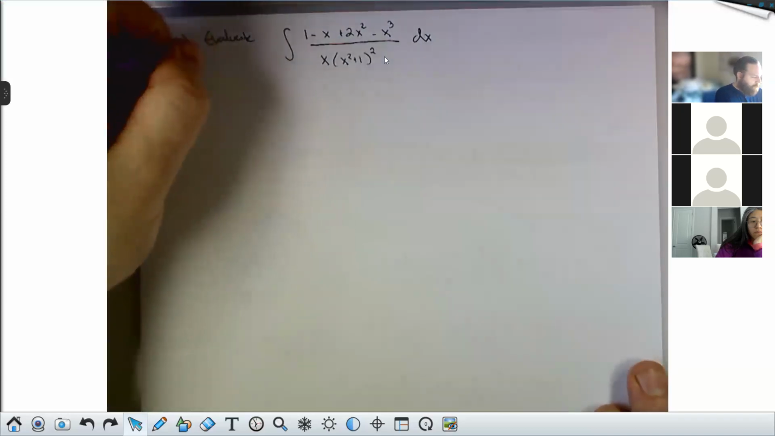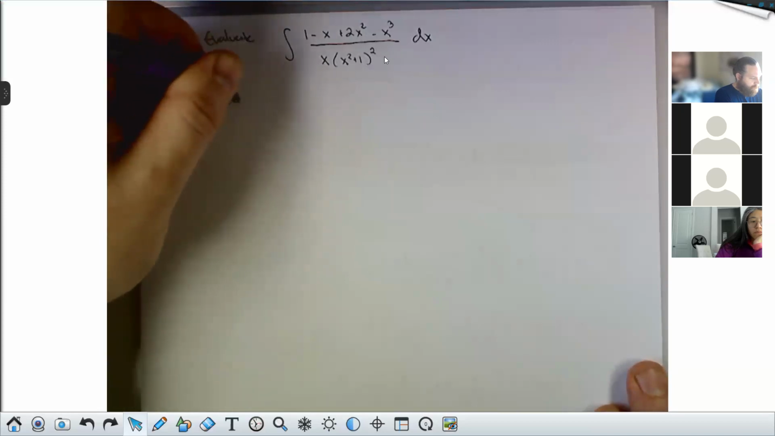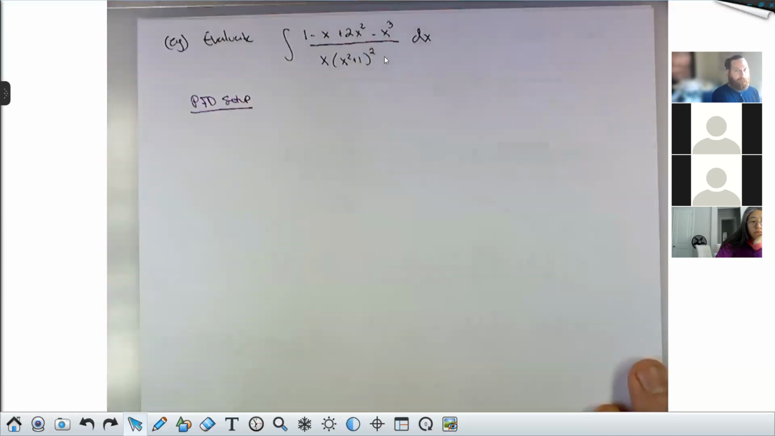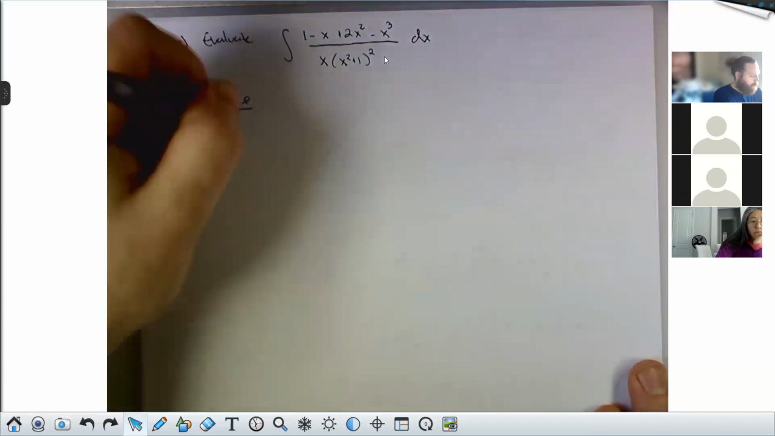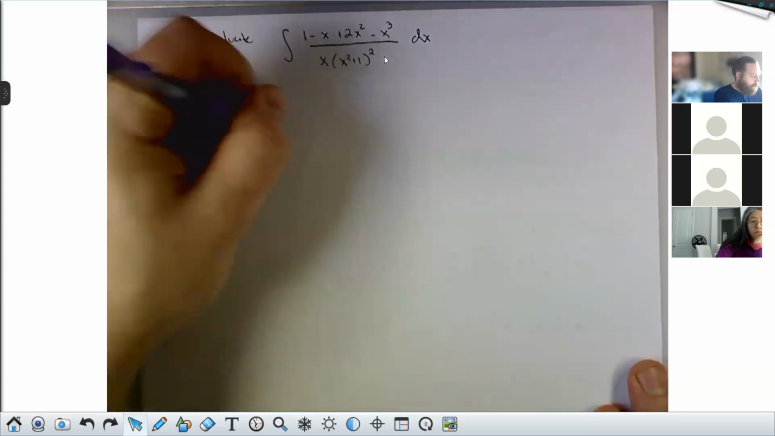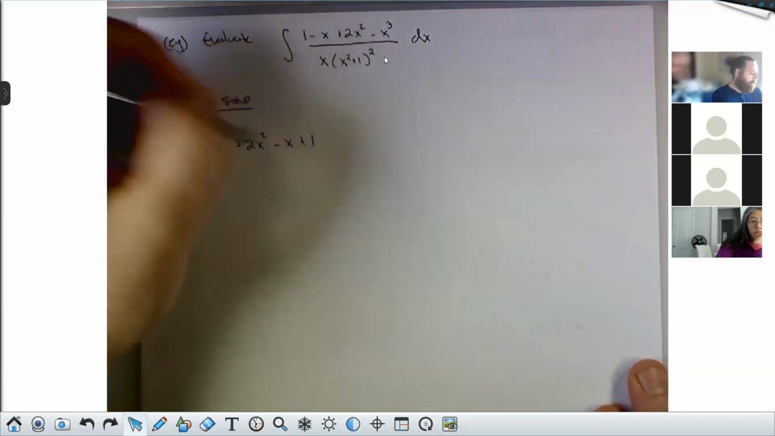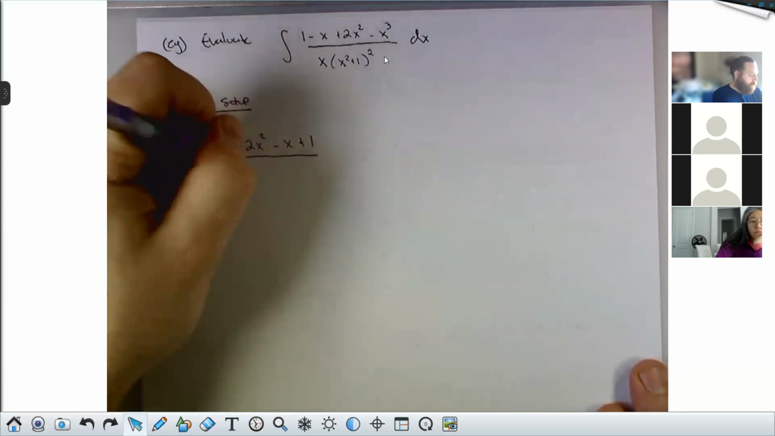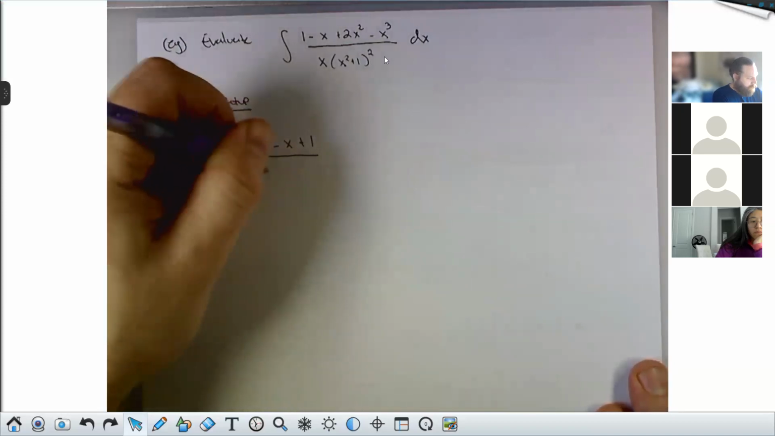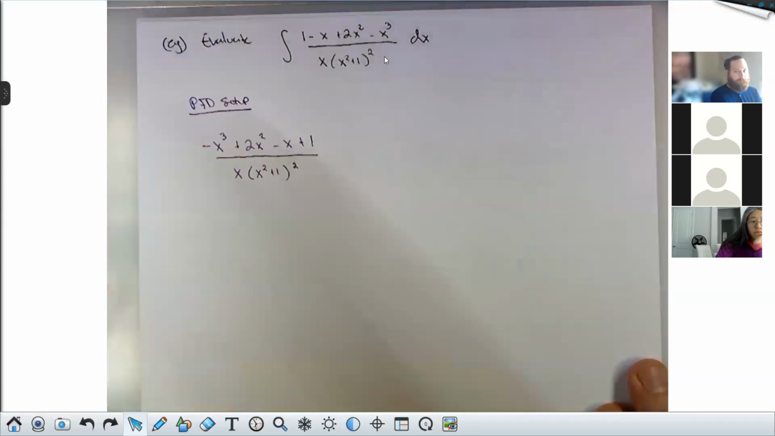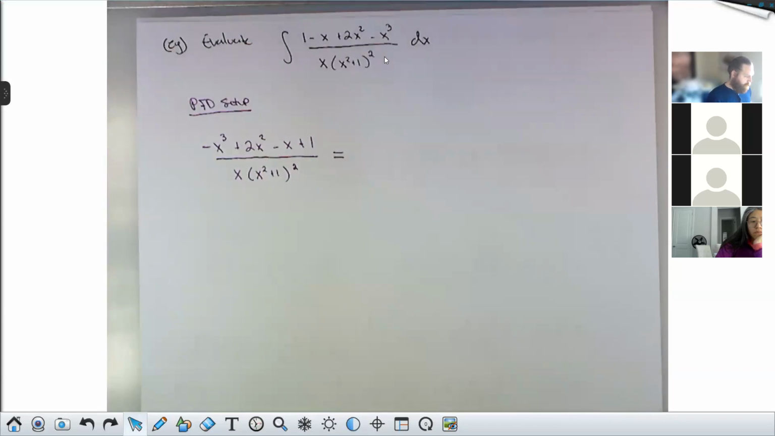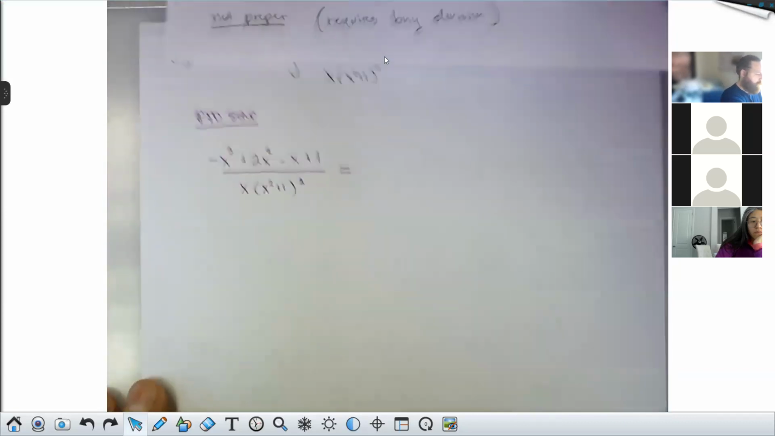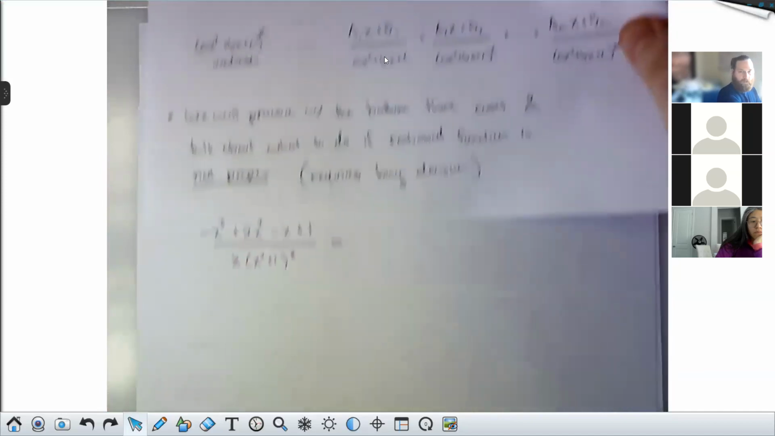We're going to begin with the PFD setup. I'm going to write the numerator in the normal order, negative x cubed plus 2x squared minus x plus 1. Denominator here is x times x squared plus 1 all squared. And according to my PFD setup Bible, here we go.